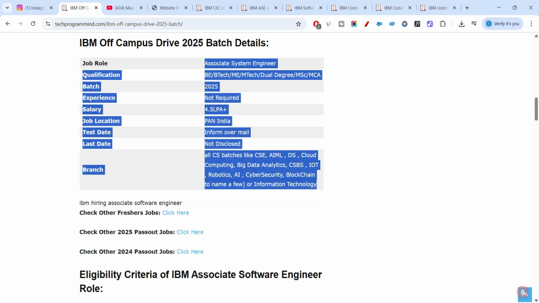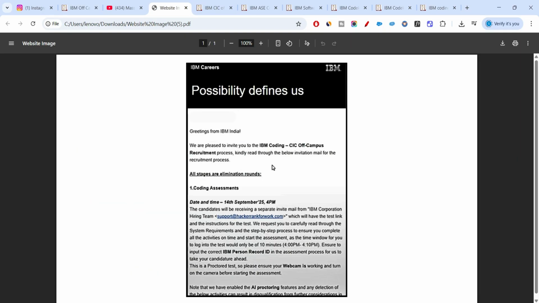So most of the candidates have received the exam mail. This is the exam mail. Do let me know in the comment section whether you received it or not, and the exam date is tomorrow. Now let's first read this email, then I will share the exam questions with you.